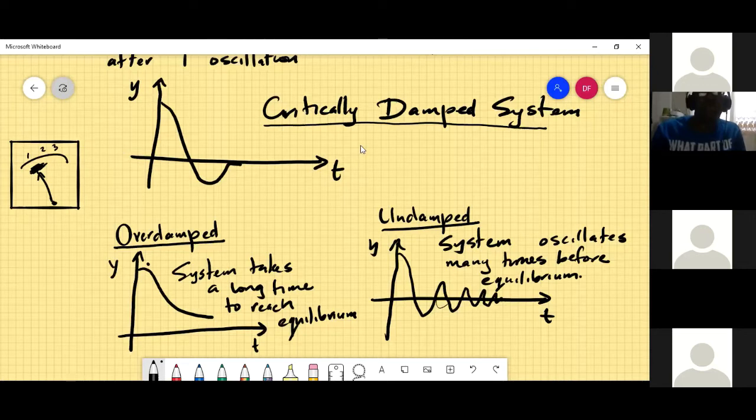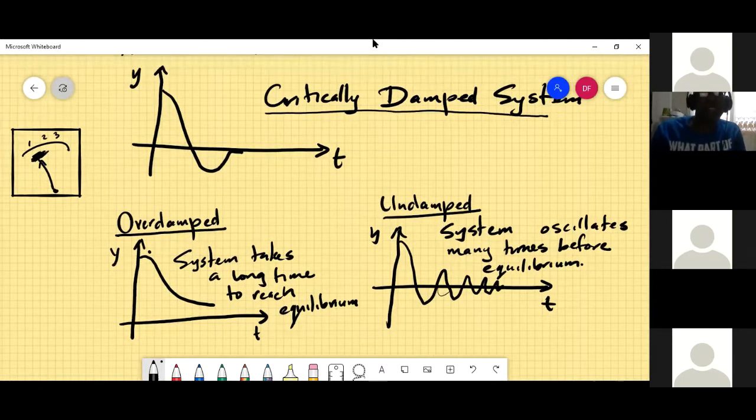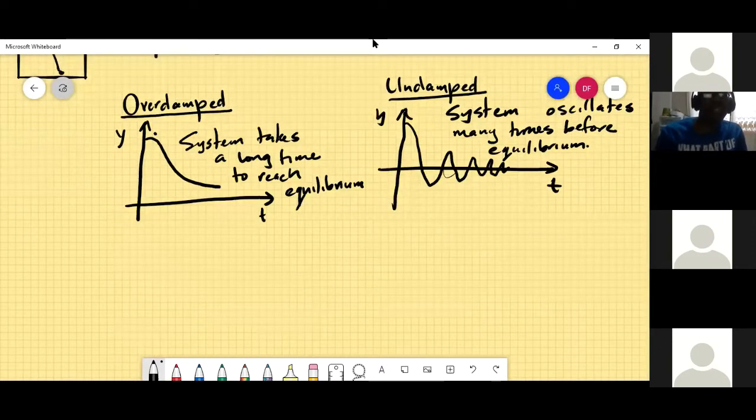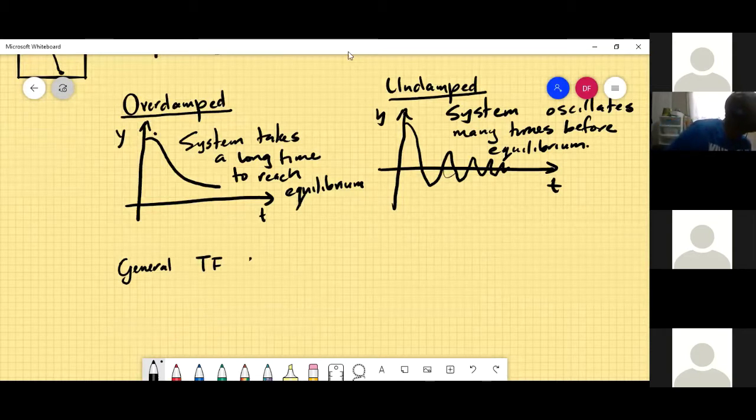Now, the general transfer function of a system. Excuse me, one second. Stop that thing from ringing. We could just go ring.